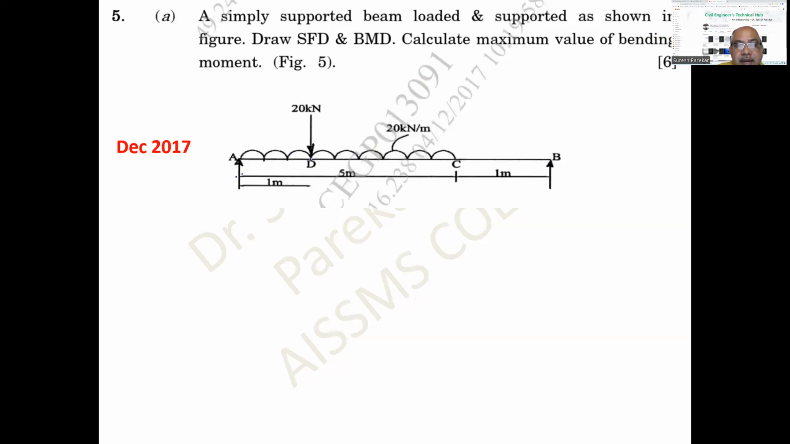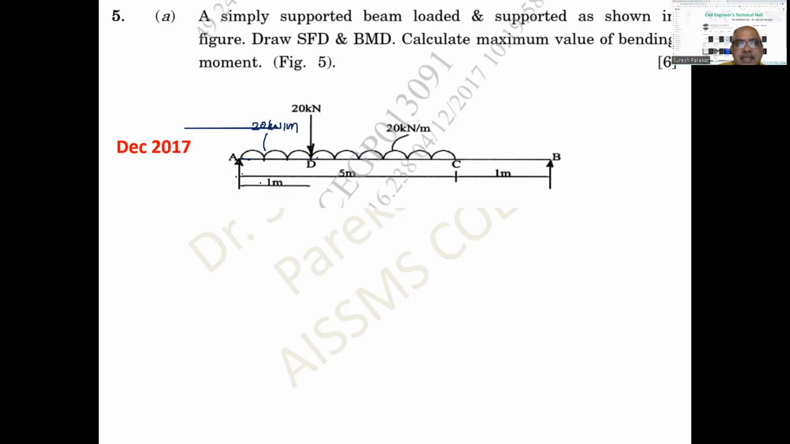Then we have to find left of D, and while taking left of D, we have to consider the UDL of 1 meter. This UDL is also 20 kilonewton per meter, so take only the 1 meter portion. Then you have to find right of D, then at C, and then at B.